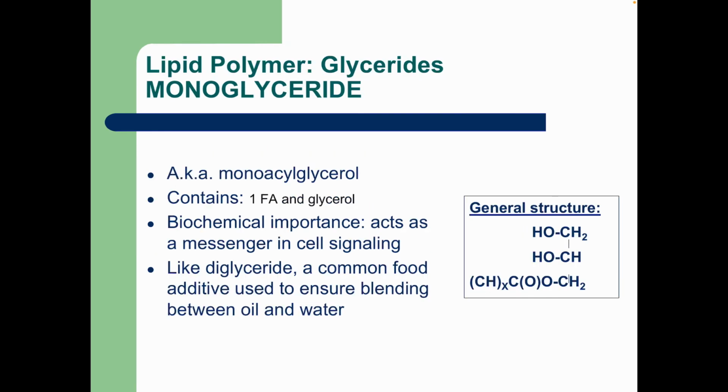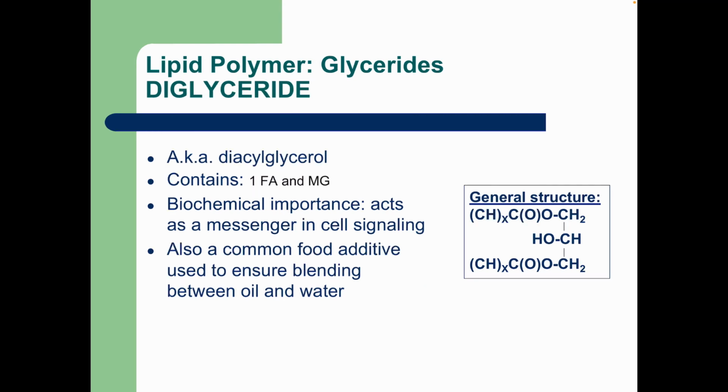So glycerides, so monoglyceride, aka monoacylglycerol, like I mentioned, there's also triacylglycerol. This contains one fatty acid and a glycerol. The biochemical importance of monoglycerides is that they act as a messenger in cell signaling, for example. It is also a common food additive used to ensure blending between oil and water. So you see this in stuff like peanut butter, where if you have natural peanut butter, you know there's that oil, but they can add something like this to keep the oil together and stuff like that.